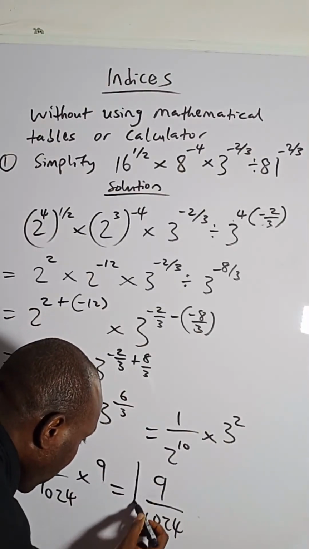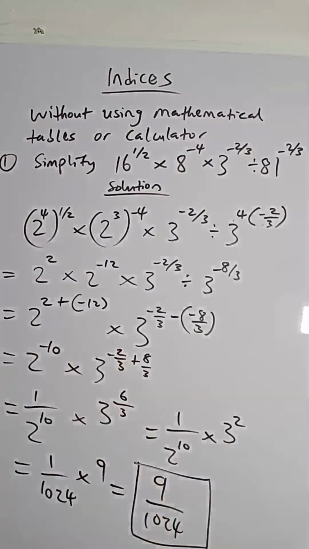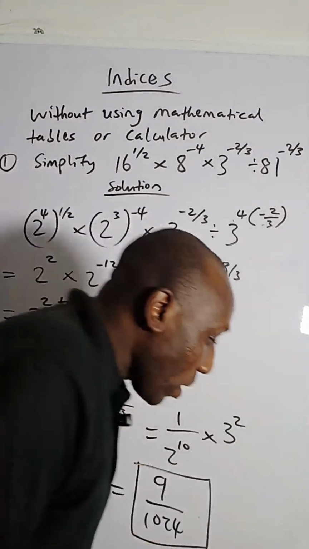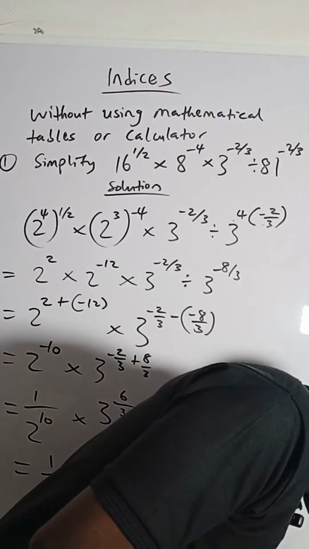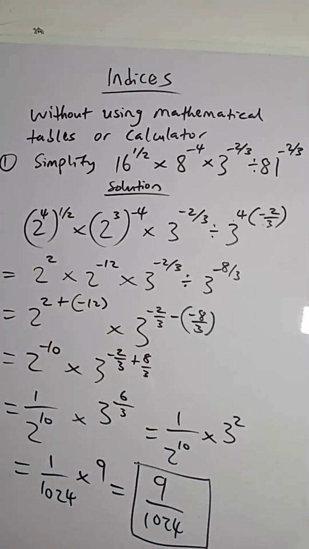Let me make this nice and neat. Just wrap it up like this. 9 over 1024. So I think, irony guy, yes, that's it.